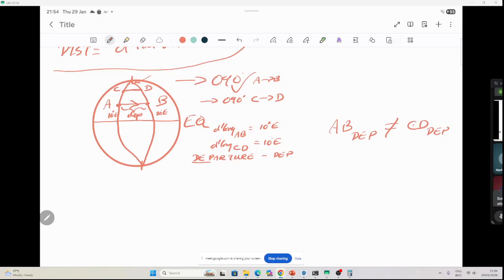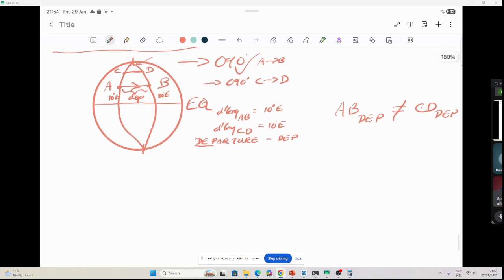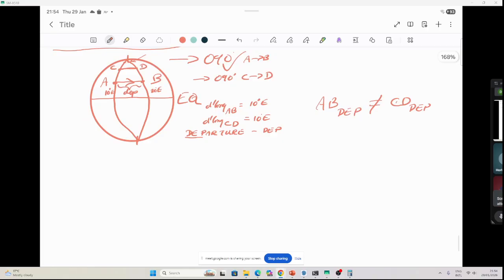Are we clear? Yes, sir, clear. All right. So in that case, now let's calculate a formula. Let's derive a formula to find out what the departure is.